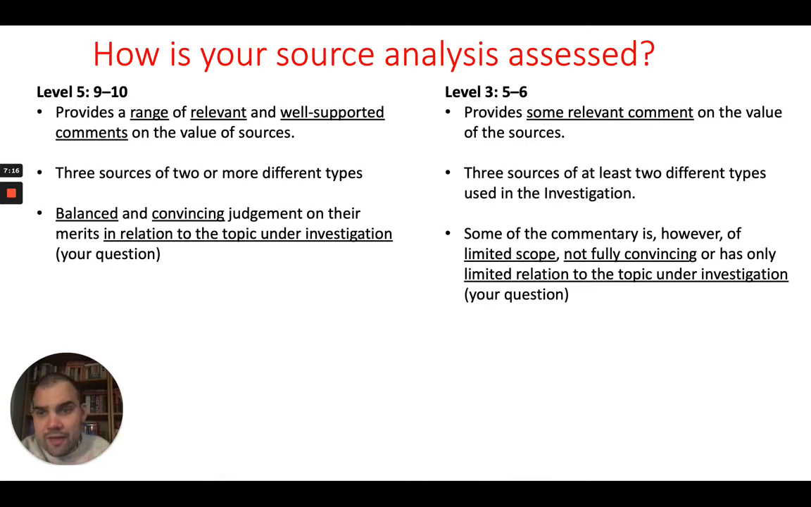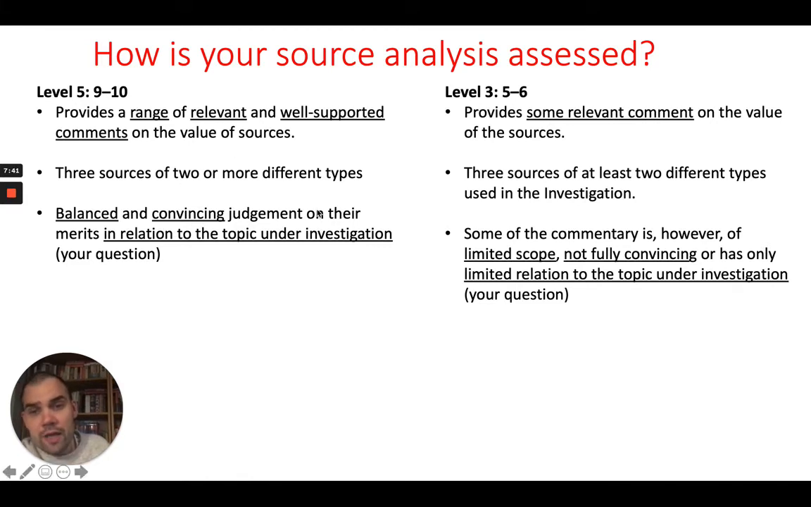Now, a few things to pick out there. A balanced and convincing judgment means that you're assessing both the strengths and limitations of a particular source. So even if you are really emphasizing the value of a particular source to finding out about a certain issue that's relevant to your question, you need to make sure that you have balance in there. Okay, so make sure that you have comments on both the strengths and the limitations of the source, even if you're leaning very strongly towards, say, strengths.